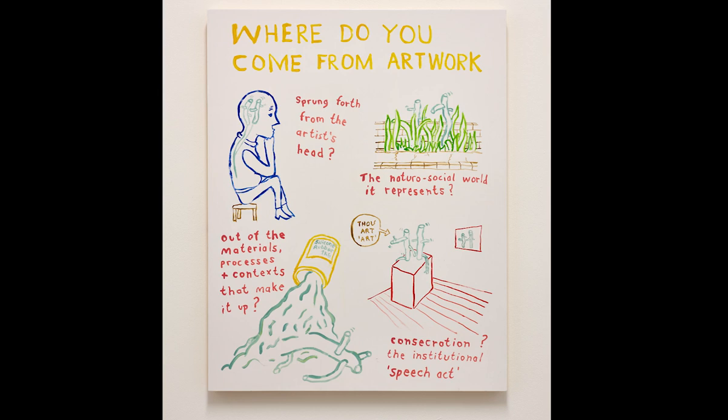On the bottom right, if you can see that, this is a theory of the origin of art, which is institutional. In other words, whatever you stick in a gallery becomes art by definition. It's an institutional speech act, if you like. And this is the idea of autonomy, which anyone who's involved in art deals with. And autonomy is a tricky one.